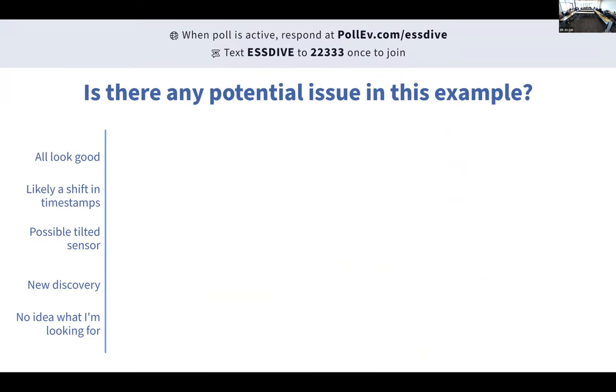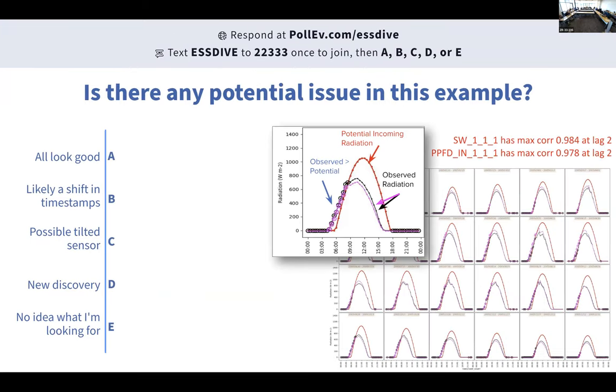And let's try to play this. Again, using a poor EV, if you jump into a link. This is one example. I zoom out a little bit. In this case, you're seeing everything shift a little bit earlier, and also the radiation is larger than the potential incoming radiation.